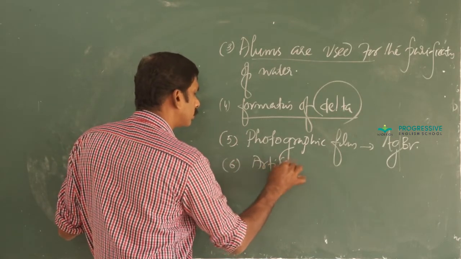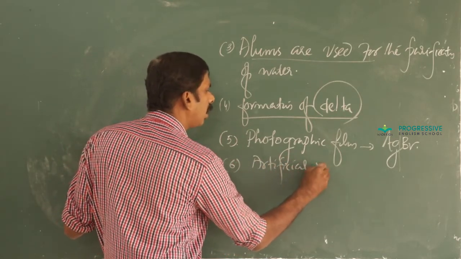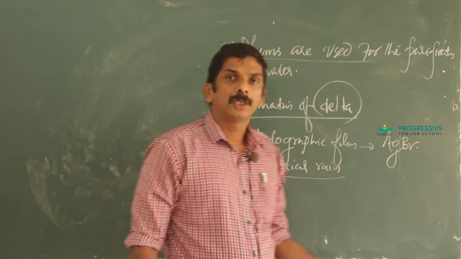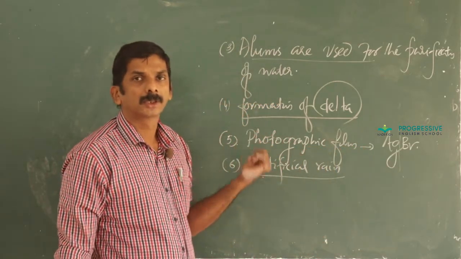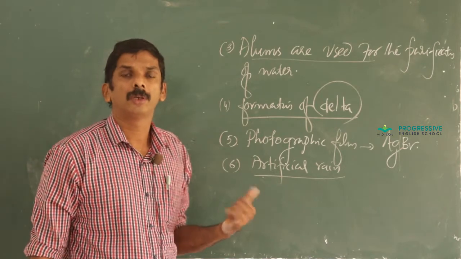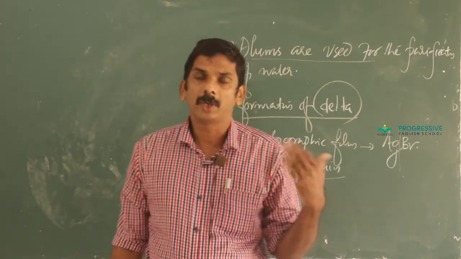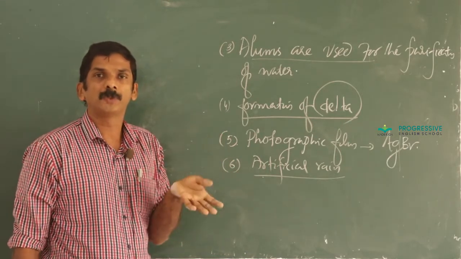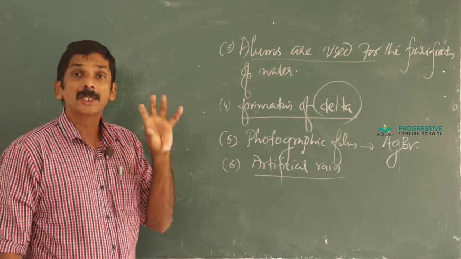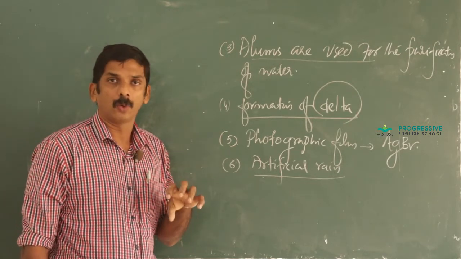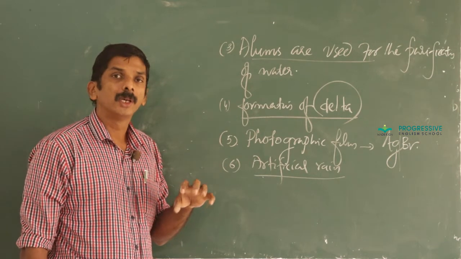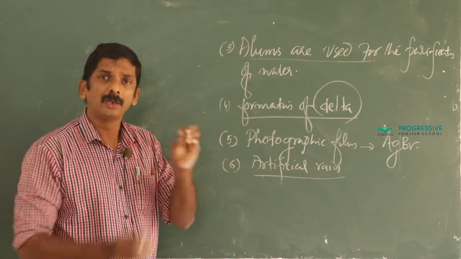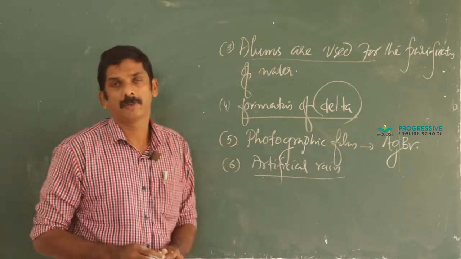Artificial rain. While discussing coagulation, I think we explained how artificial rain is formed, and if you want I will explain once more. Cloud is a colloidal system, a liquid aerosol that contains water droplets dispersed in air. When electrically charged sand particles are spread over the cloud, the colloidal water droplets aggregate to form rain. That is artificial rain.